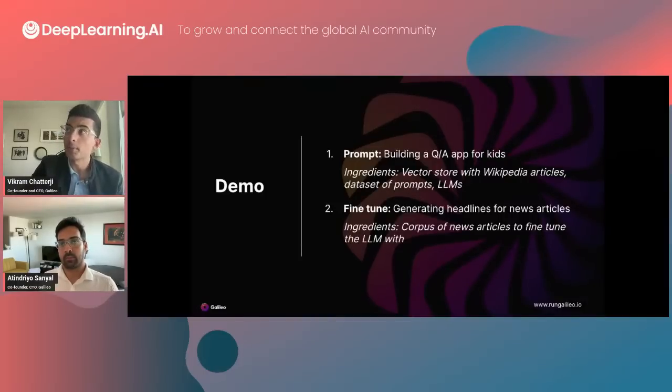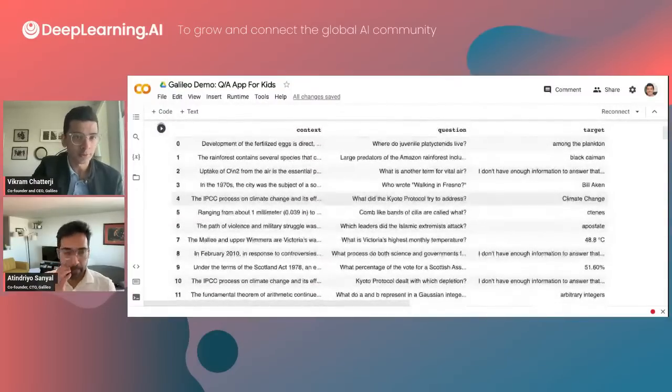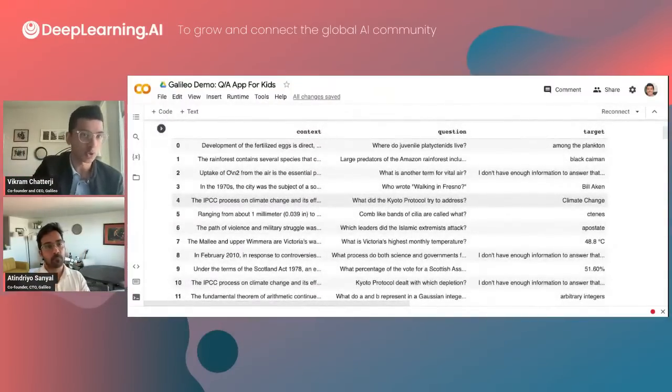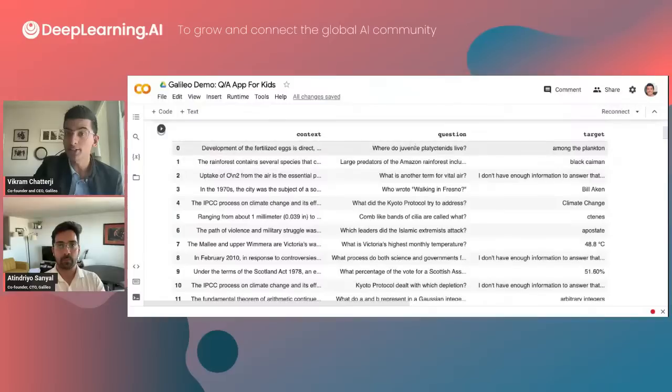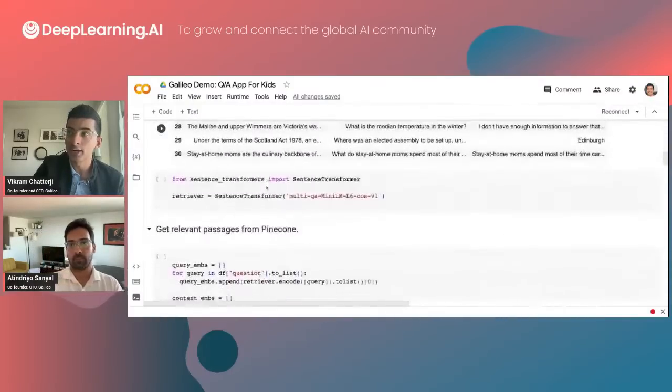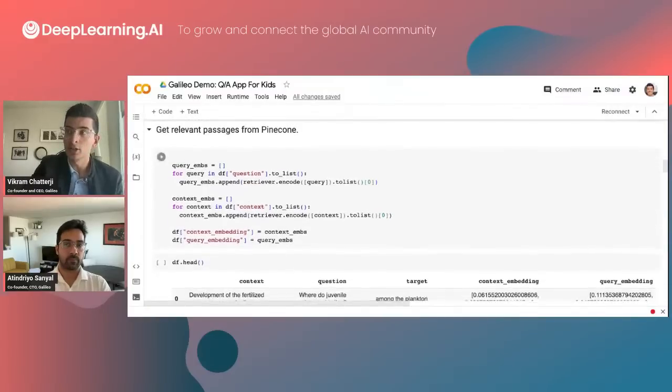I'm going to pip install prompt quality, which is Galileo's Python client for prompt engineering. Once I do that, I just quickly load my prompts like I usually do. In this case, we just used the Stanford Q&A dataset, which is a fairly popular dataset. It's called Squad. That data set has a bunch of context and a bunch of questions, which are the prompts, right? Once I'm done with this, I get the relevant passages from Pinecone the way I usually do with these vector stores. I throw in thousands of different Wikipedia articles in here.